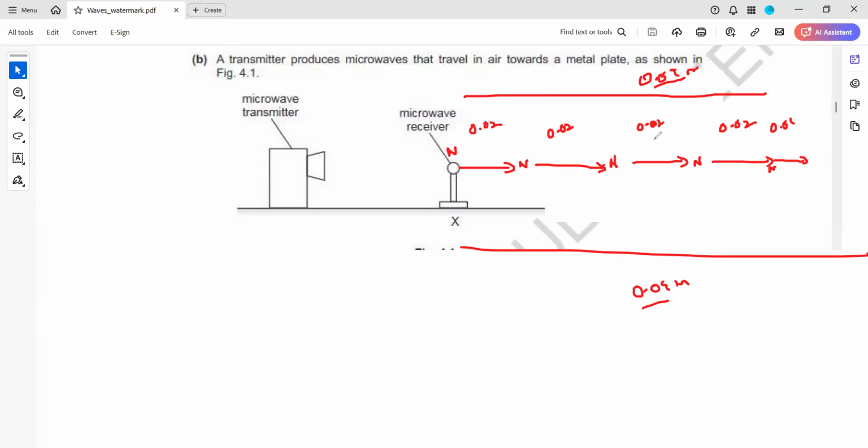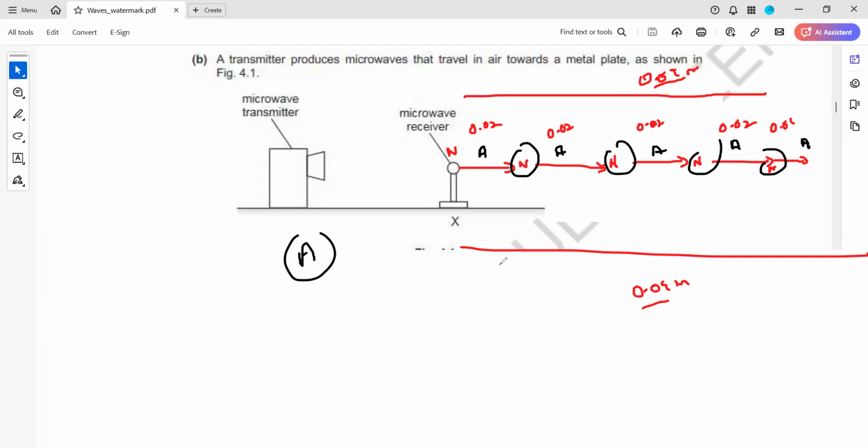The question is how many maxima are there? They did not ask about nodes. So this will be antinode, this will be antinode, this will be antinode, this will be antinode, and this will also be antinode. So how many antinodes will be recorded here? At maximum we will get 5 antinodes. And how many nodes will be recorded? So 1, 2, 3, and 4 nodes will be recorded. Is it clear?